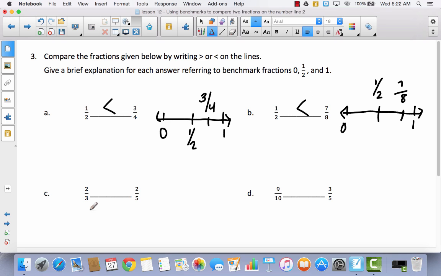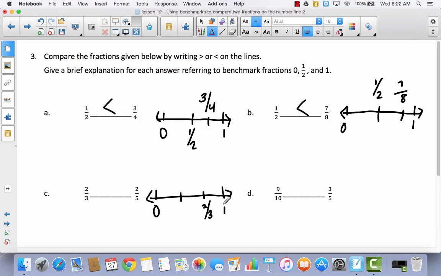All right, so now we have 2/3 and we have 2/5. So let's take our number line here. We have 0 and we have 1. So let's think about this. If I divide this into thirds, I'm going to have a line here and a line here. So I've got 1, 2, 3 parts. So 2/3, this is 1/3, this is 2/3.